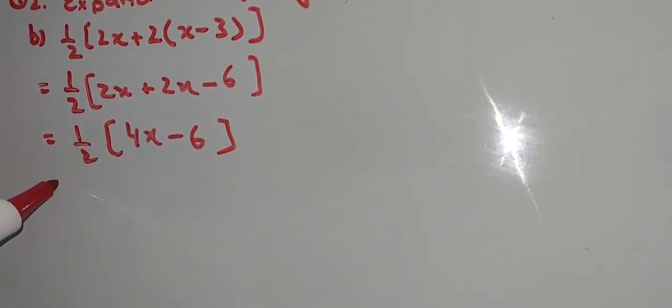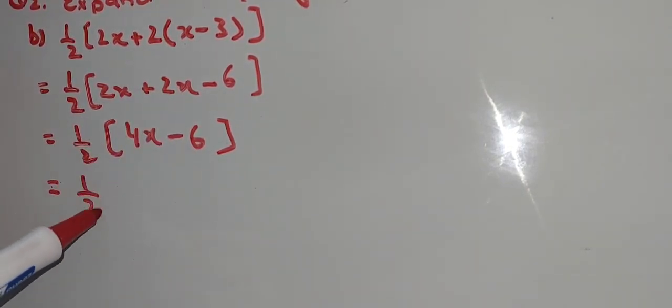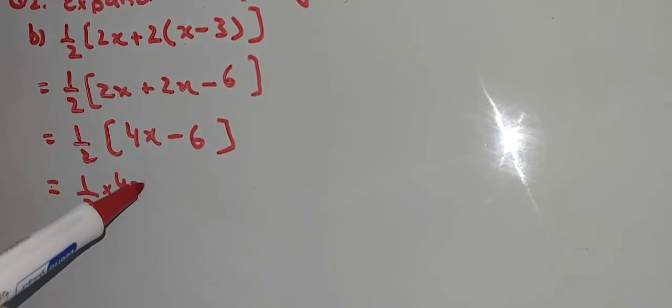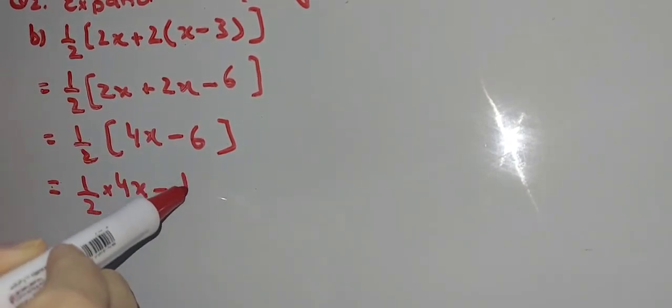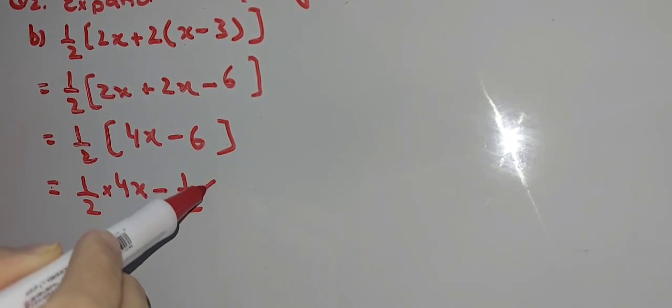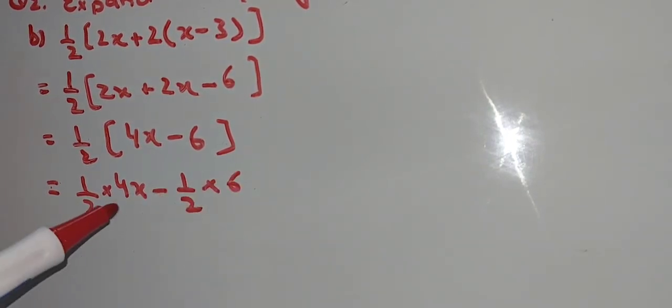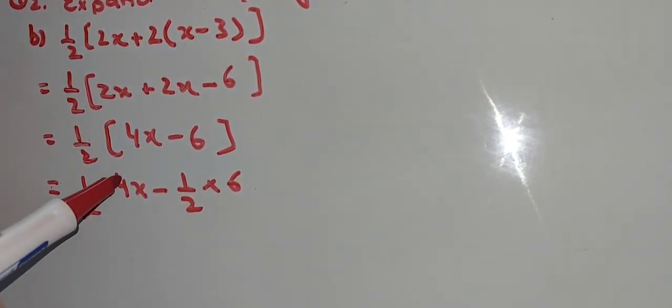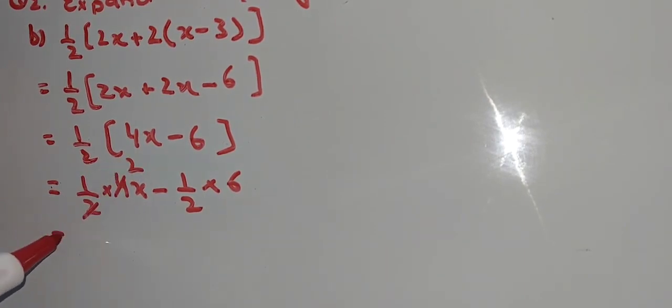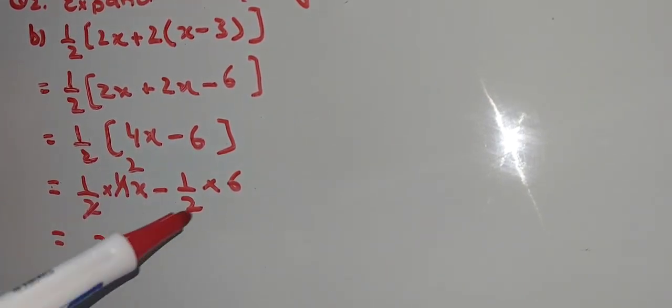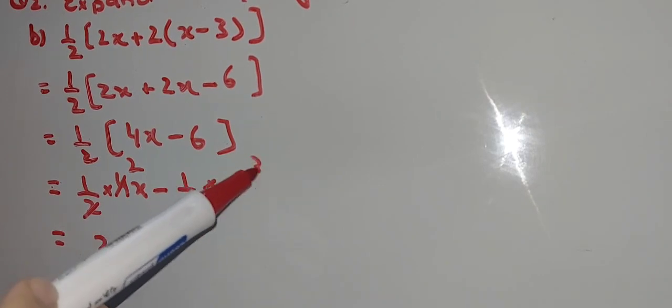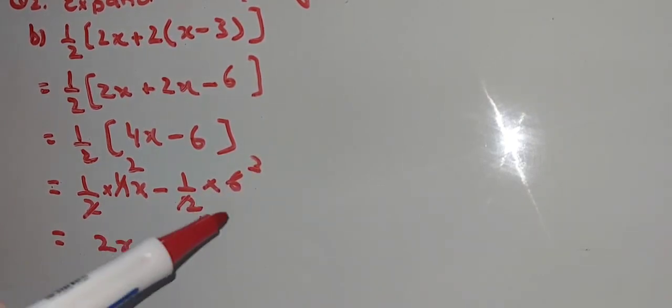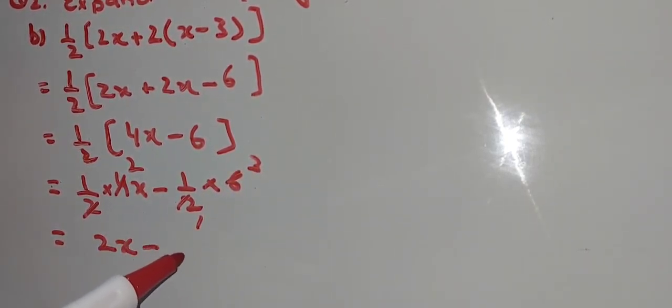Now let's start multiplying. 1 upon 2 multiplied by 4x, then minus 1 upon 2 multiplied by 6. So now it will become 2 1s are 2, 2 2s are 4. So it will become 2x. Then 2 1s are 2, 2 3s are 6 and the minus sign will come as it is. So it will become 2x minus 3, which is the answer for part B.